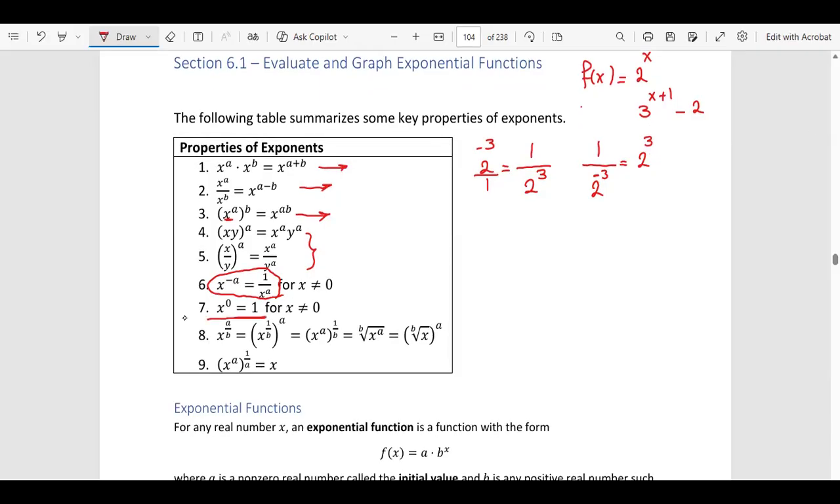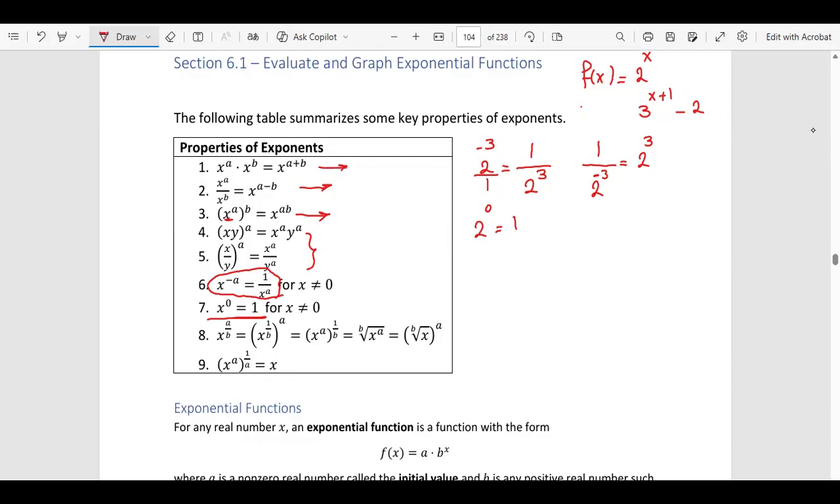Zero exponent. Zero exponent means multiply something by itself 0 times, which means actually doing nothing. So that's why every time we have a zero exponent, for every number, we just have 1. What is 2 to the 0 power? It's 1. 5 to the 0 power, 1. 6 to the 0 power, 1.